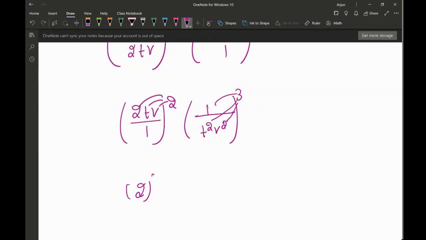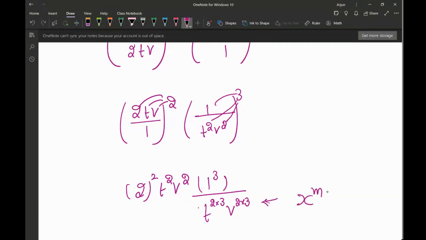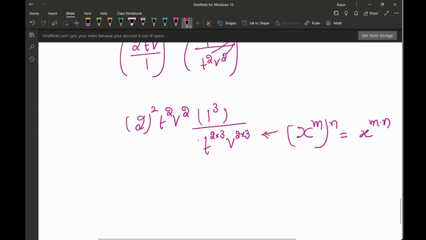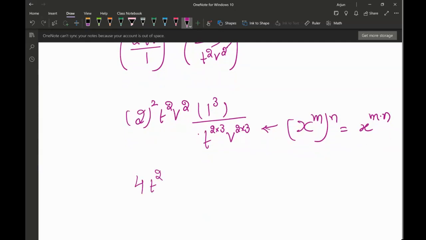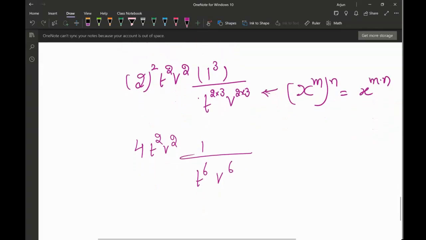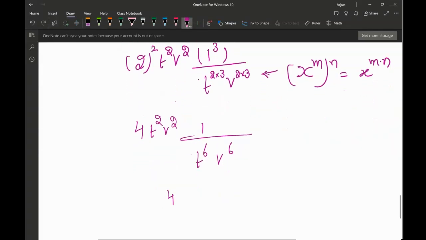So 2 raised to the power 2 t square v square, and this will be 1 cube, which is 1. This will be t raised to power 2 times 3, and v raised to power 2 times 3. Here, which formula have I used? x raised to power m, all raised to n, is x raised to power mn. All right. So this will be equal to 4 t square and v square, and then this will be 1 upon t to the power of 6, v to the power of 6.